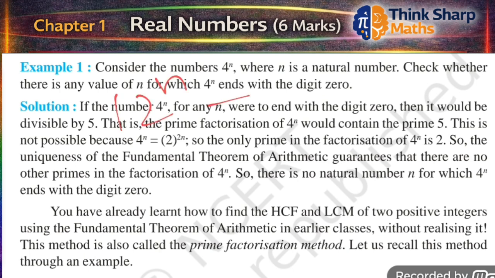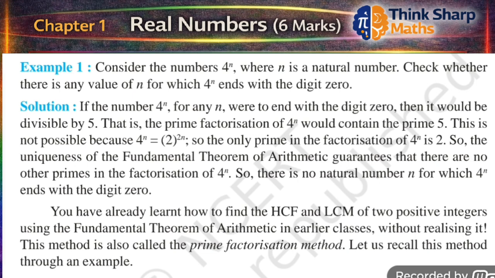Why? Because if you write the prime factorization of 12, it will come 2 power 2 into 3, right? 4 times 3 is 12. So all will have n if you use the law of exponents. So here it does not have 5 in the prime factorization, that's why it will never end with 0. To end with 0, it should have 2 and 5 both as prime factors.